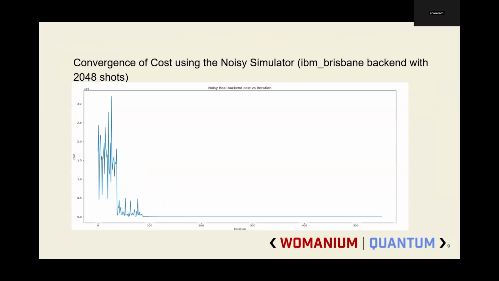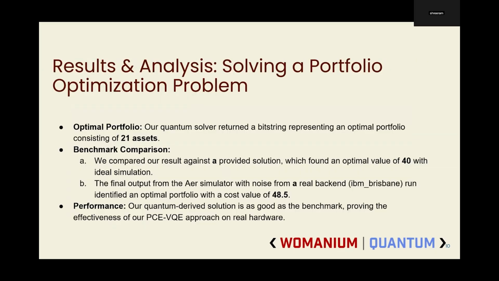Now this graph shows the result from our noisy simulation, which is more representative of a real-world scenario. While the curve is a bit more erratic due to the introduced noise, the cost is still able to successfully converge, proving the robustness of our method even in less than ideal conditions.